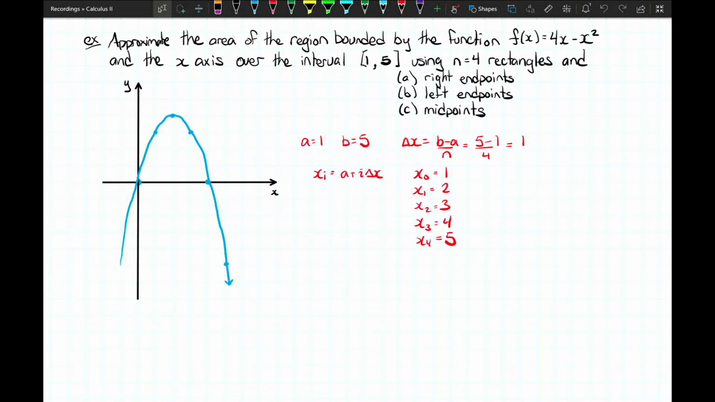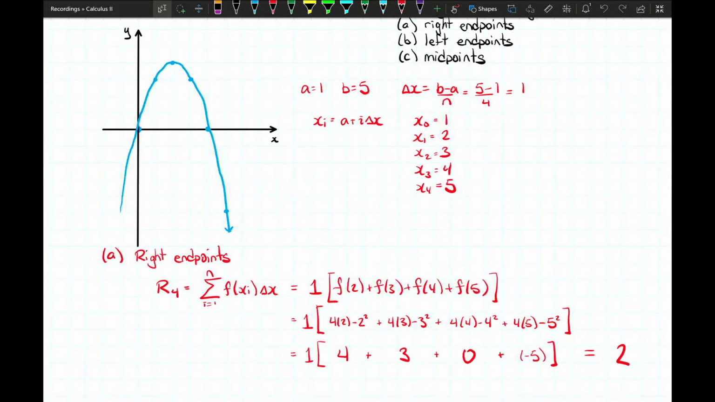All right, now let's start off with our right endpoints. For right endpoints, we're not going to get the exact area. So instead of saying area equals or area approximately equals, we could just say R4, because this is the right endpoint area when n equals 4.